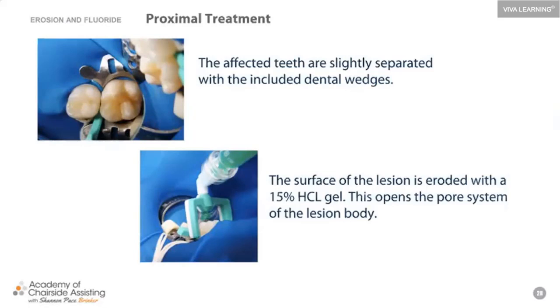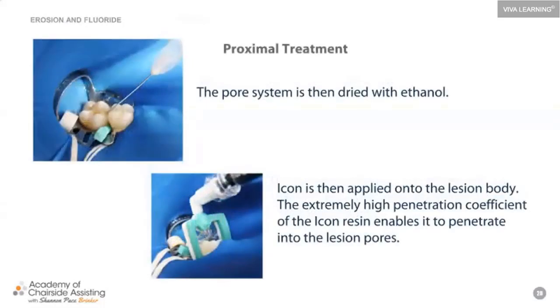And basically what happens is the surface of the lesion is eroded with a 15% hydrochloric acid gel that opens up the pores. It's basically an unfilled resin, okay? And what happens is that we will put what we call an etch on the tooth. And I'm going to walk you through exactly what we need to do. So the first thing we would do is, like I said, we'll put the little wedge in there. We'll place our little etch that is in a syringe. This is why we're using a rubber dam. You don't have to use a rubber dam as long as you've got good isolation. It's just like if you were doing a sealant, okay?